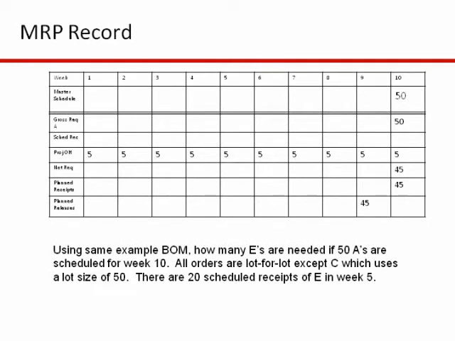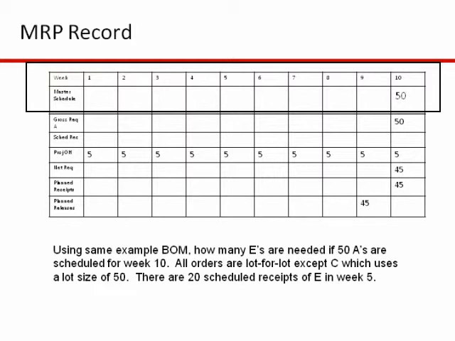All right, so here's what an MRP record looks like. You can see the first row is the master schedule, okay? And so we're going to work with our example here, and let's say we need 50 A's at the start of week 10. All right? Basically, one product is only going to have one master schedule, and that's going to be for the end item. Now, we're going to assume that A is our end item.